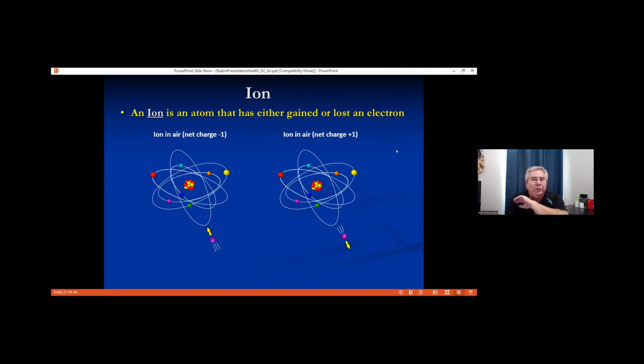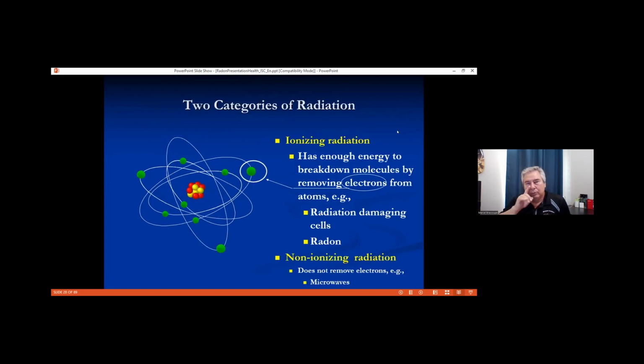Now, why we talk about ions is because in certain cases, that creates a chemical reaction. And in certain cases, it could actually damage the DNA of certain cells. So again, that's why we're talking about what is an ion and how is it caused? How do we create an ion? So two categories of radiation. We have one that's called ionizing radiation, and the term itself explains what we're accomplishing here. Ionizing, it means that we're creating ions.